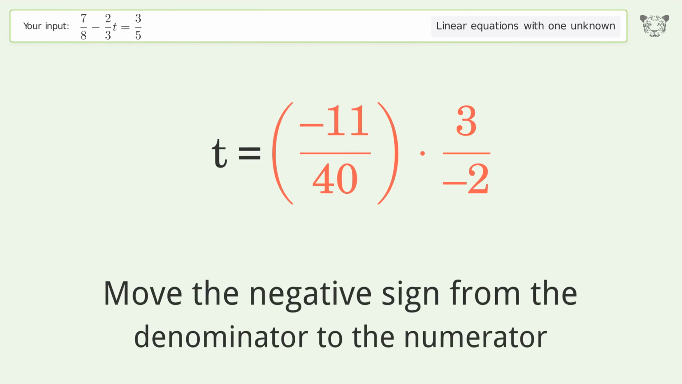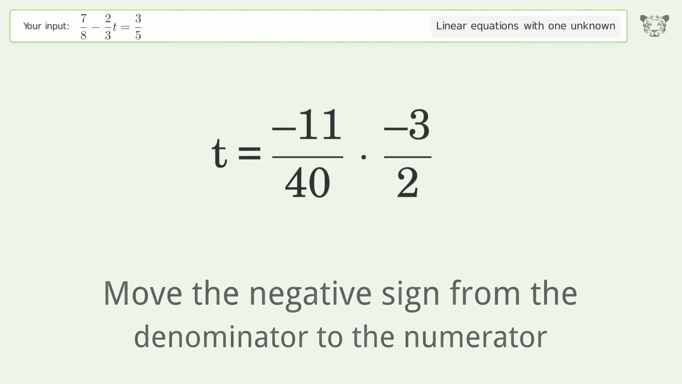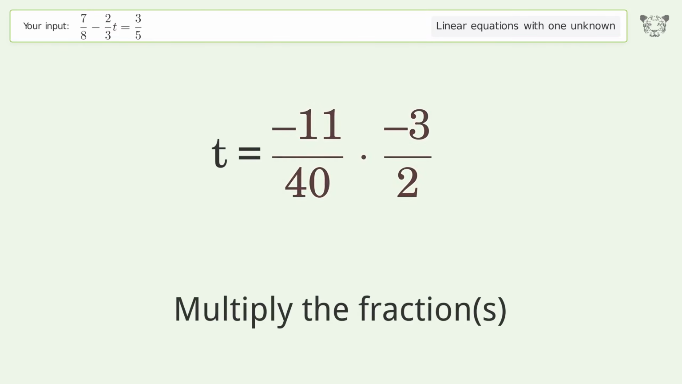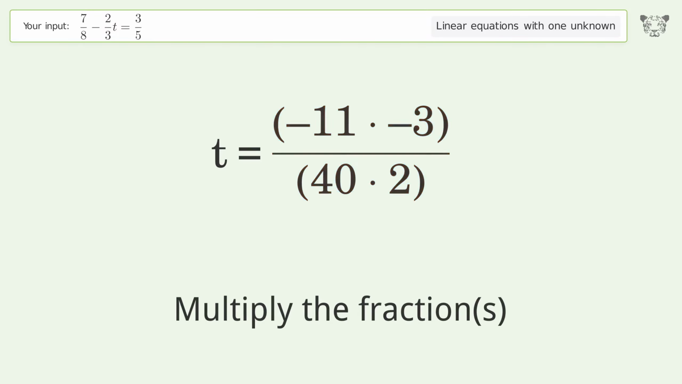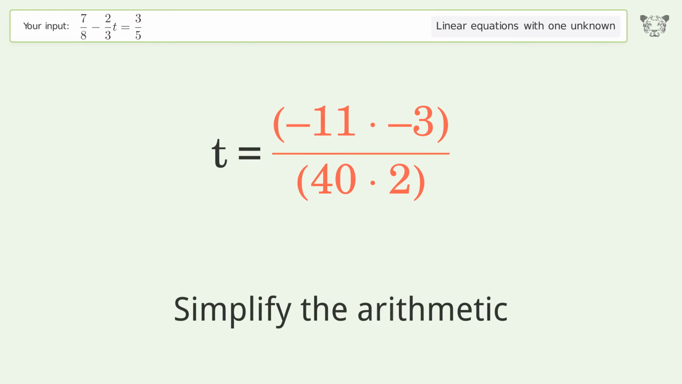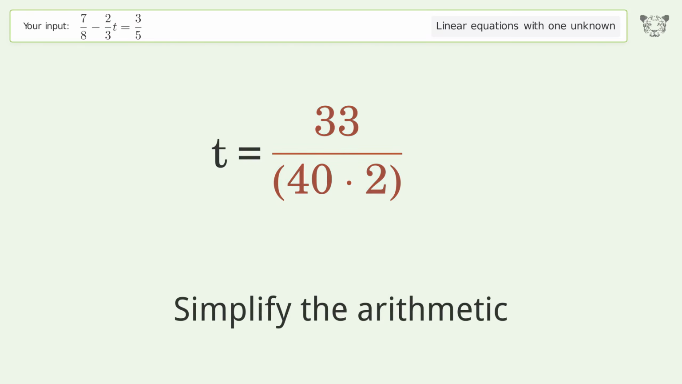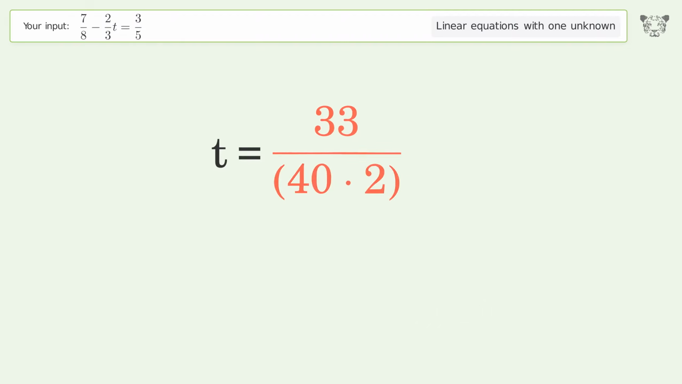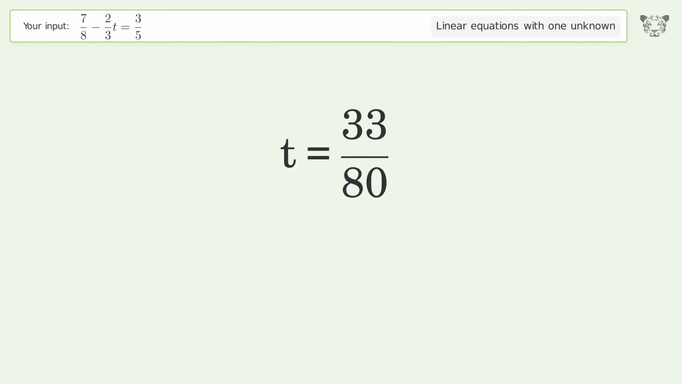Move the negative sign from the denominator to the numerator. Multiply the fractions. Simplify the arithmetic. And so the final result is t equals 33 over 80.